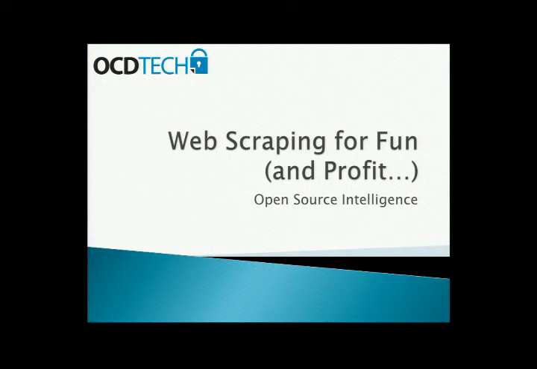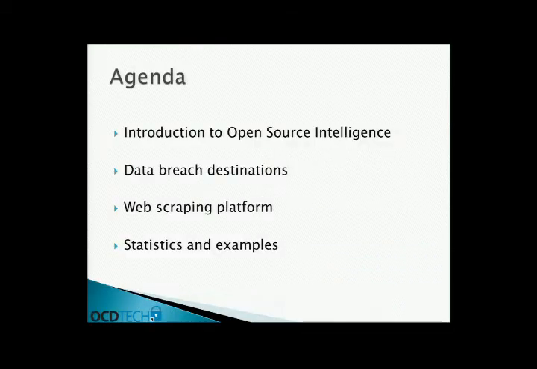Thanks, Nick. So we're going to be talking about a web scraping platform that we've designed at OCD Tech to monitor and collect data related to information leaks and security breaches that have been posted to public sources like Pastebin and other paste-style websites. We'll start with an intro to open source intelligence and some of the sources that we're using, the tools that we've used up to this point to collect some of that information, and then why we decided to build our own to collect a subset of information that's kind of poorly captured by those tools.